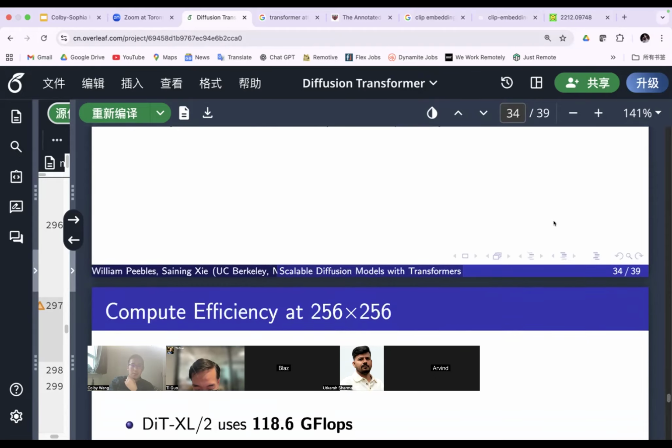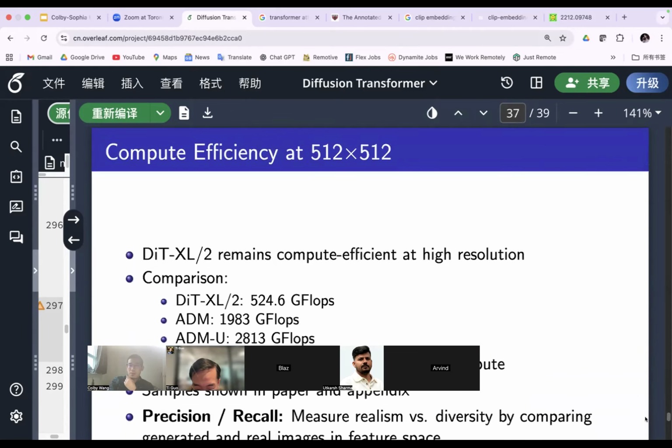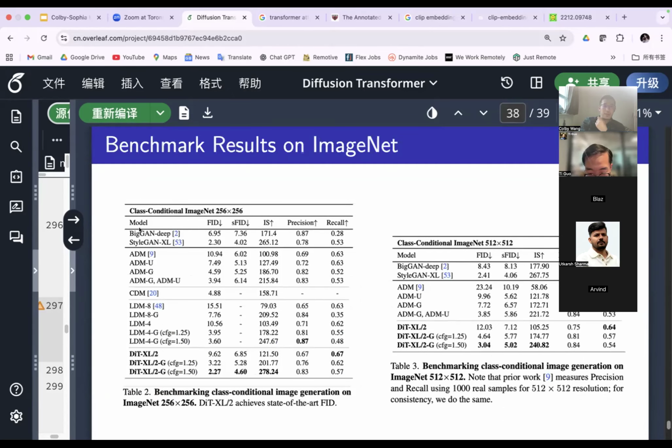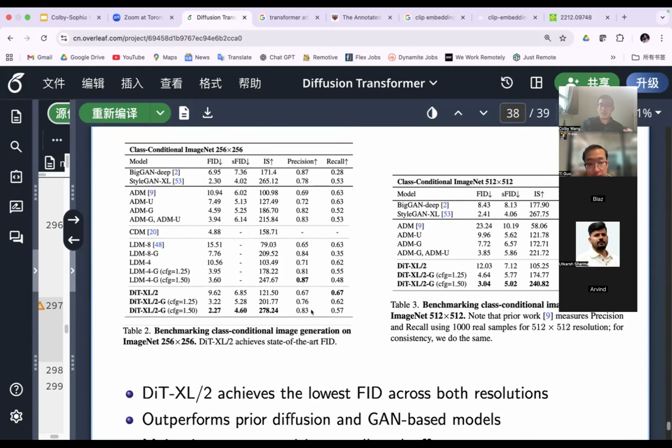So let's look at the table. Where's the table? So this is the result table. In the first row we have the GANs and StyleGAN. In the second row we have the ADM. ADM is basically a UNet backbone that uses pixel space. Then LDM uses latent space. And finally, the last row is the diffusion transformer. You can see that typically it has the lowest FID and the highest inception score. The precision and recall we'll explain in the next slide.